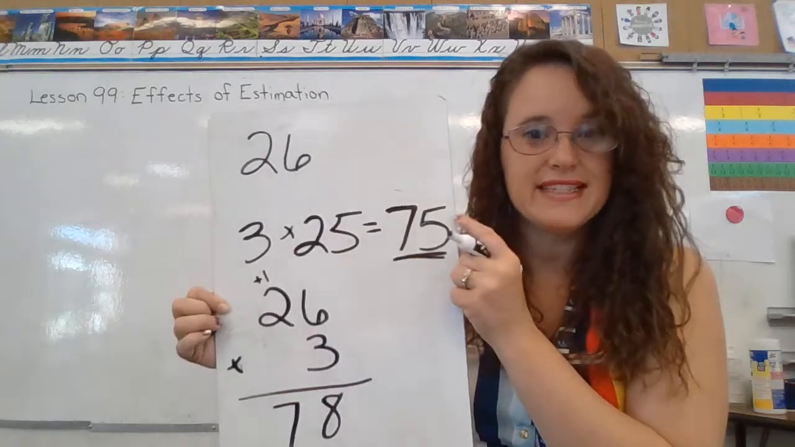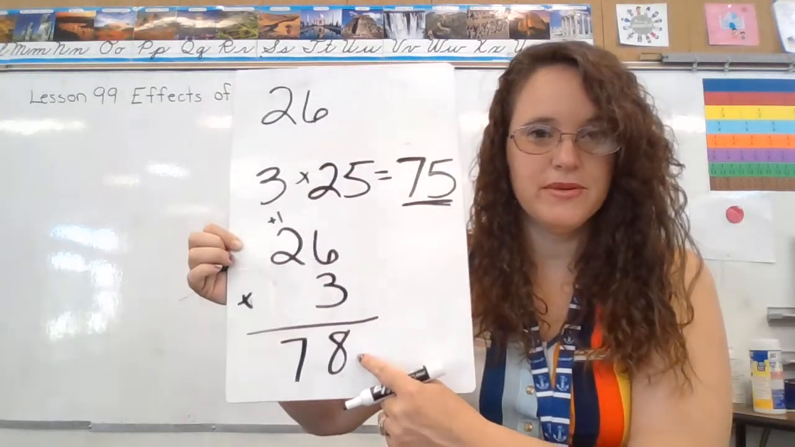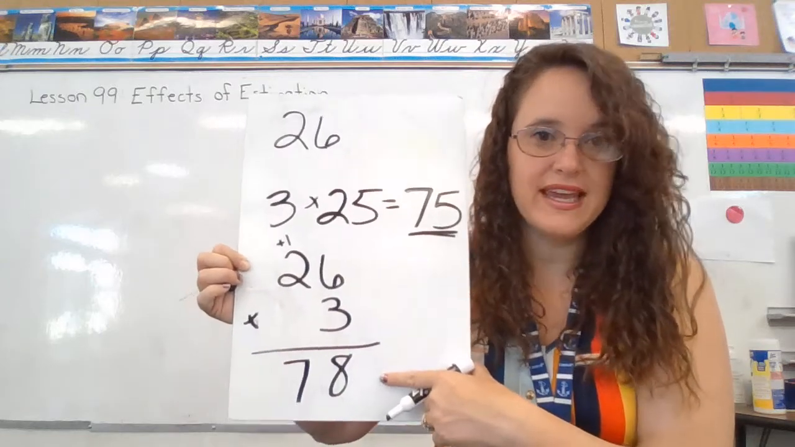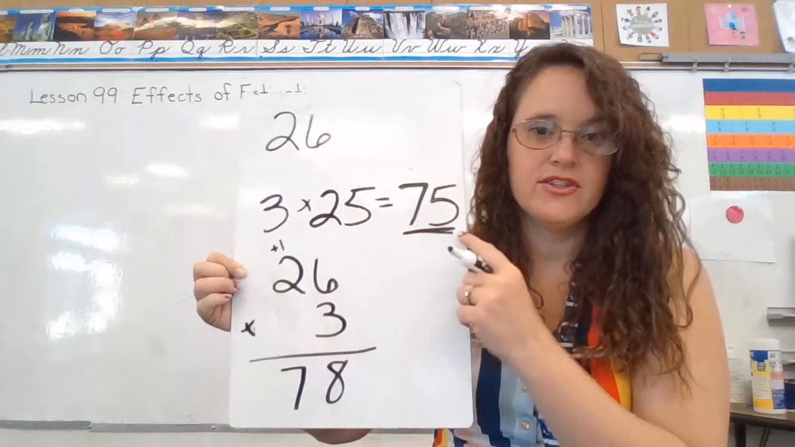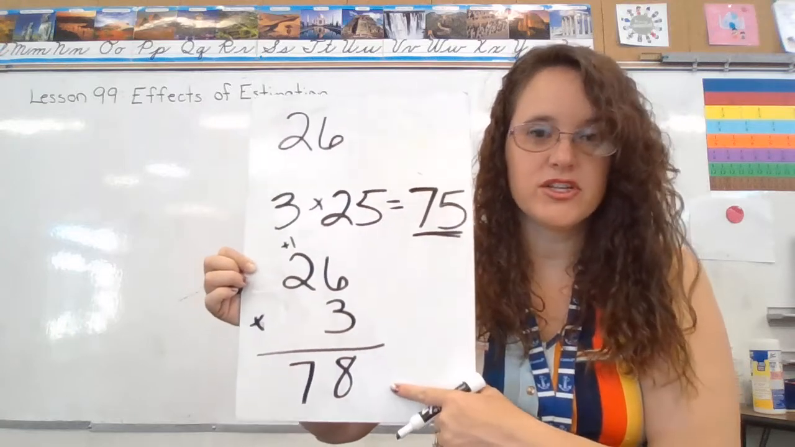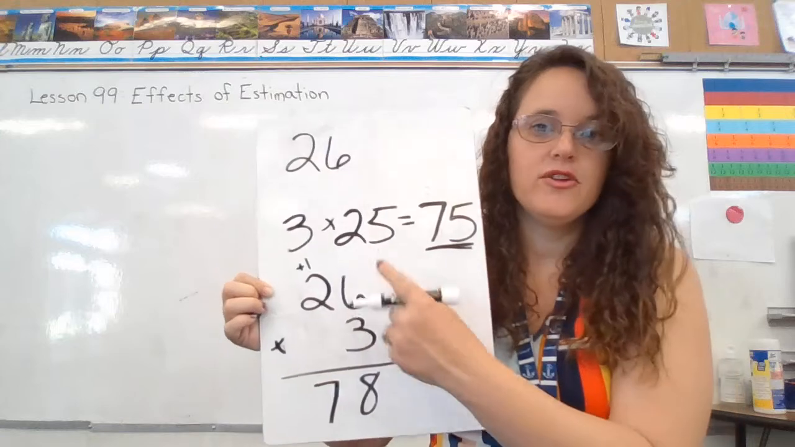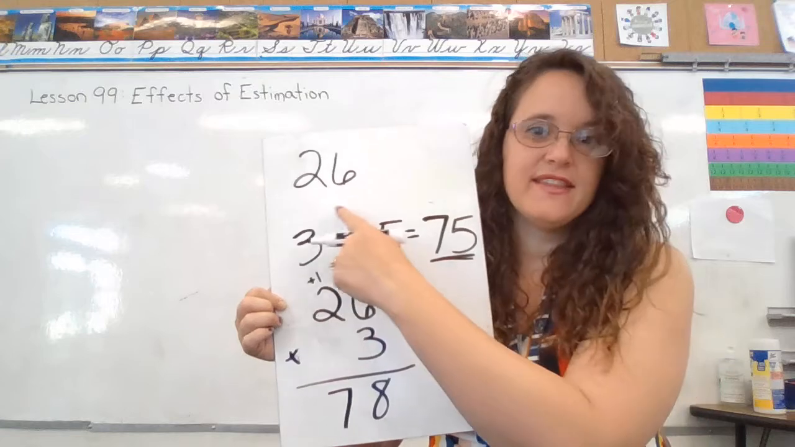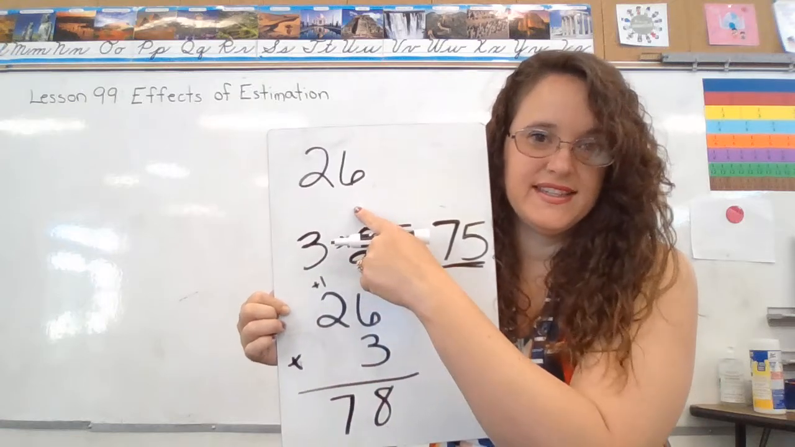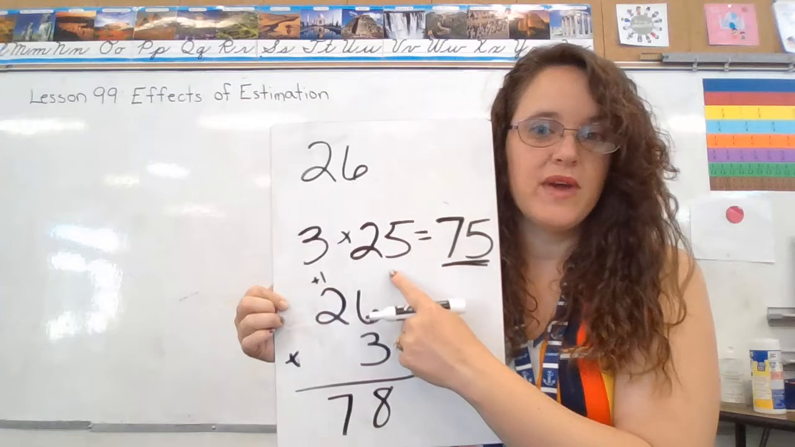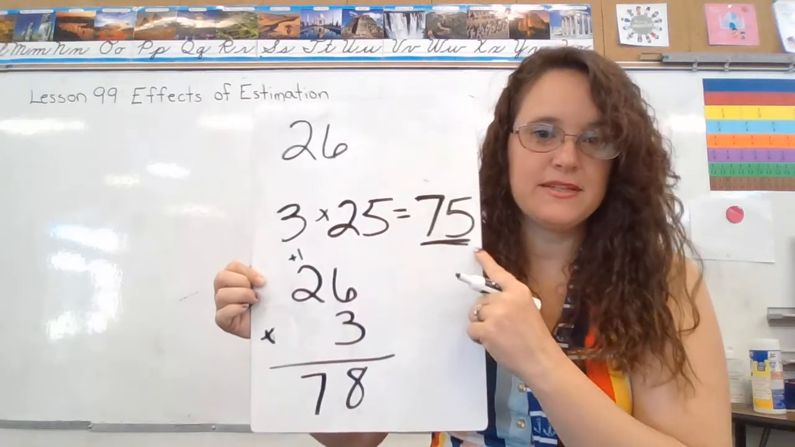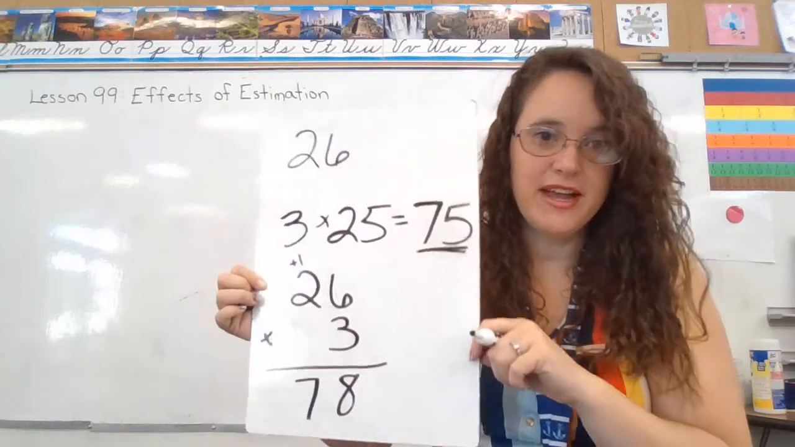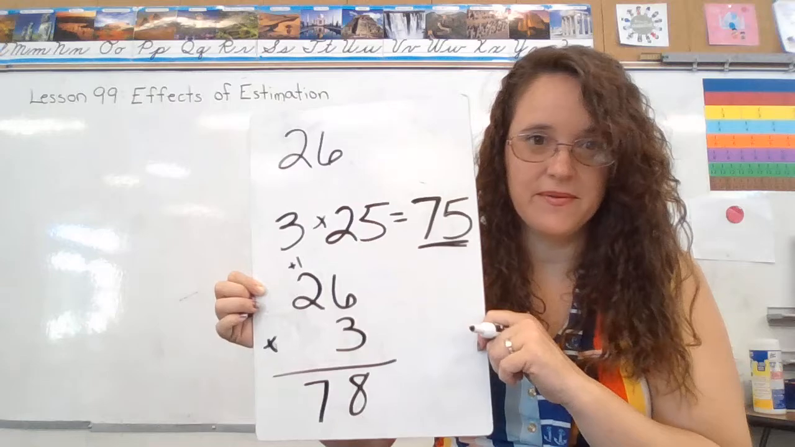So how does his estimate compare to the actual number? His estimate is a little low. In fact, it's 3 kids too small. So he estimated 75 kids. There are actually 78 kids. Notice he rounded down. He said that there's slightly less than what there actually is in each classroom. So when you round down, your estimate is going to be a little bit too low. When you round up, your estimate will be a little bit too high.